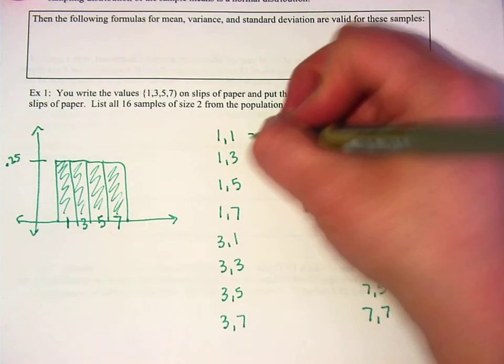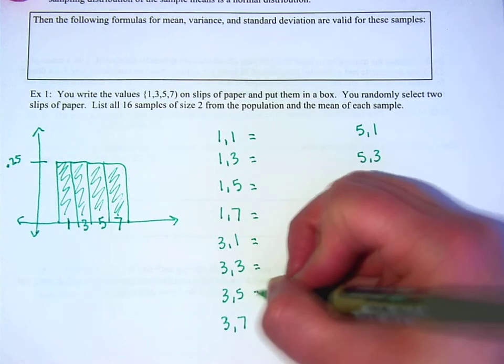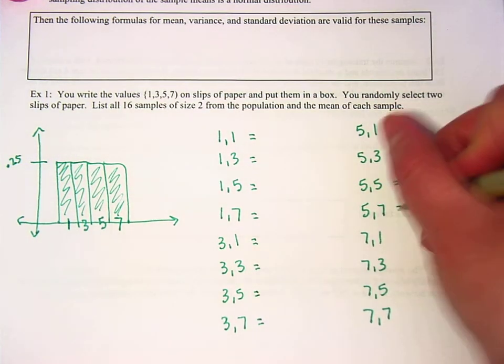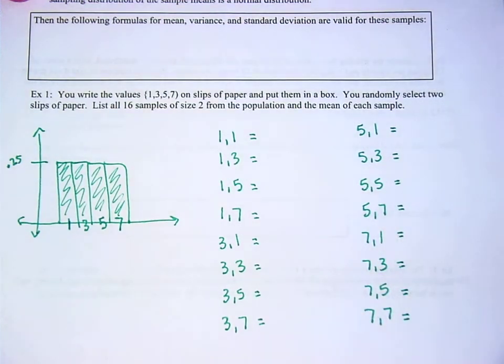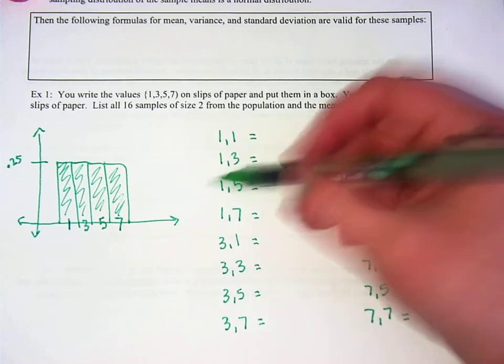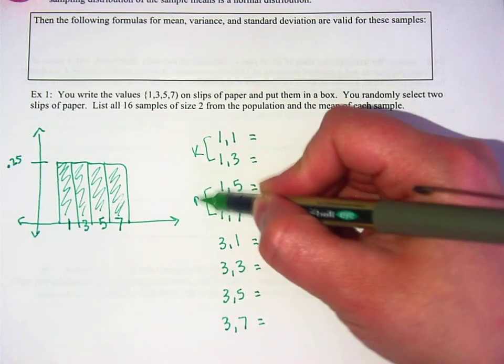Okay. Now, we're going to try to find the mean of all of these. I picked numbers that are easy to find the mean of. So let's split up the work. 1, 2, 3, 4, 5, 6, 7, 8. Perfect. All right. So, Caitlin, you got the first two. Find the mean of 1 and 1. Find the mean of 1 and 3. Brennan? These are yours, so here's Caitlin, here's Brennan.